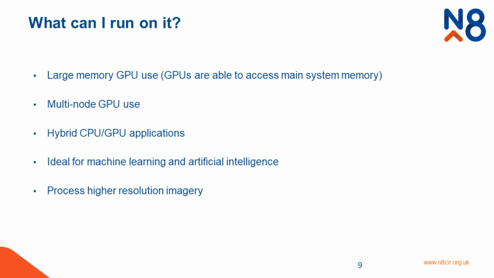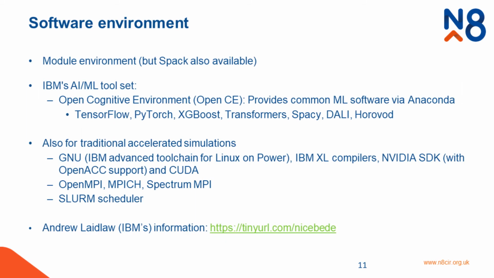This is set up to enable hybrid CPU and GPU applications, but the incentive for us to buy this machine was that it is ideal for machine learning and artificial intelligence applications, and that you will be able to process higher resolution imagery that just needs more memory. And so we hope that by this you will be able to actually do more machine learning or bigger machine learning batches on there. The software environment has the IBM artificial intelligence and machine learning toolset on it.